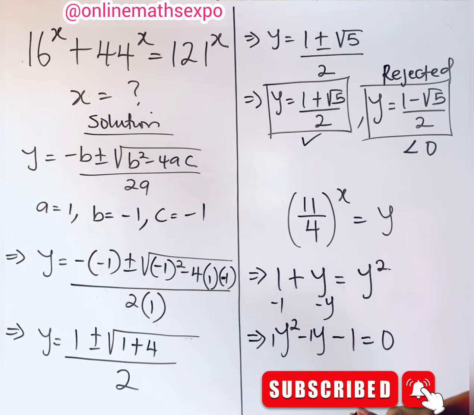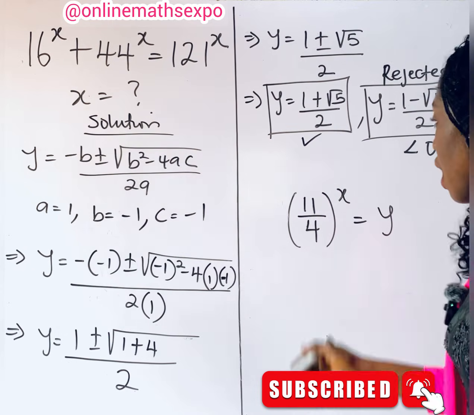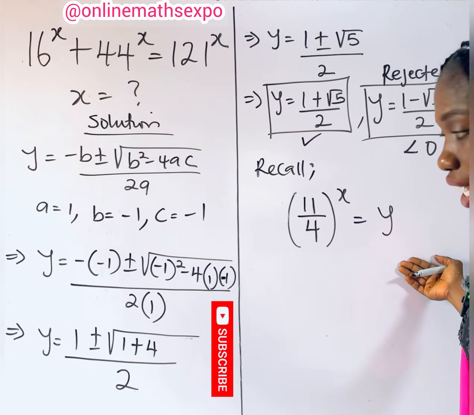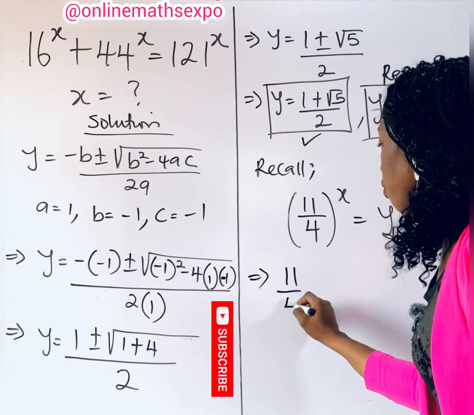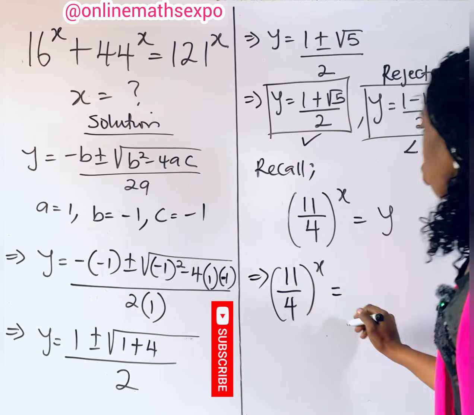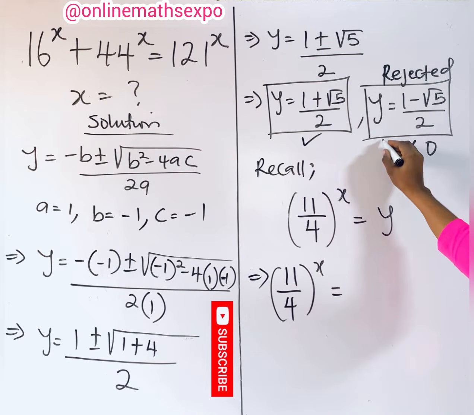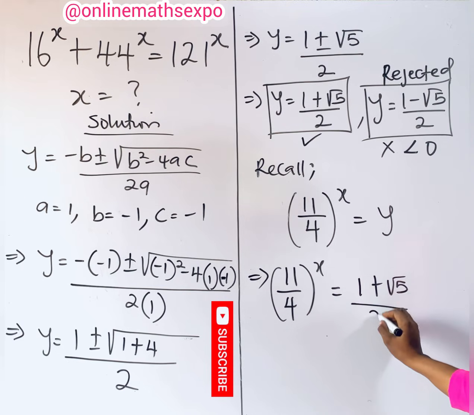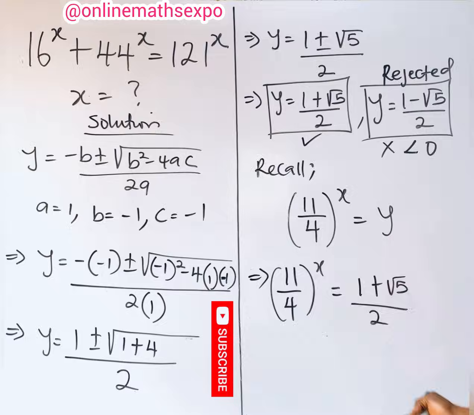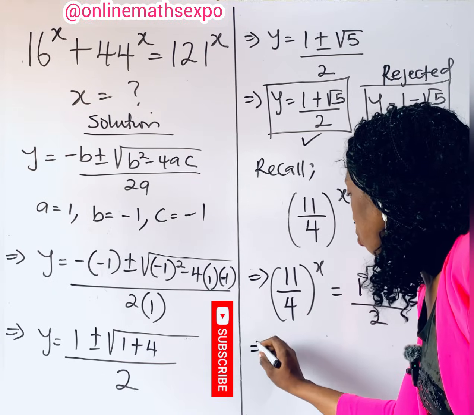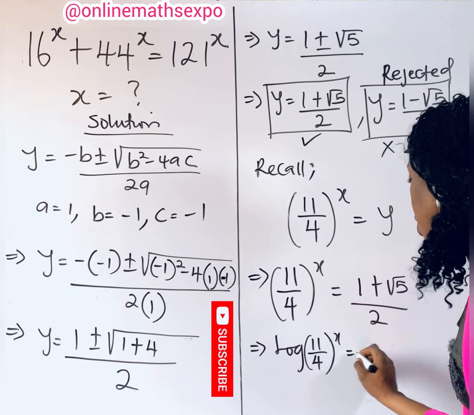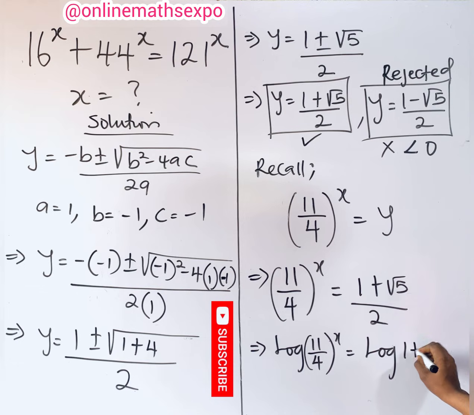Now to do it, we can take this off. So we recall that this is the statement we made earlier. So in that case, we have 11 over 4 to the power of x is equal to, remember we accepted this and we rejected this, 1 plus square root of 5 divided by 2. Now what do you do at this point? You need to take the log of both sides to enable you get your x. So we have log of 11 over 4 to the power of x is equal to log of 1 plus root 5 divided by 2.